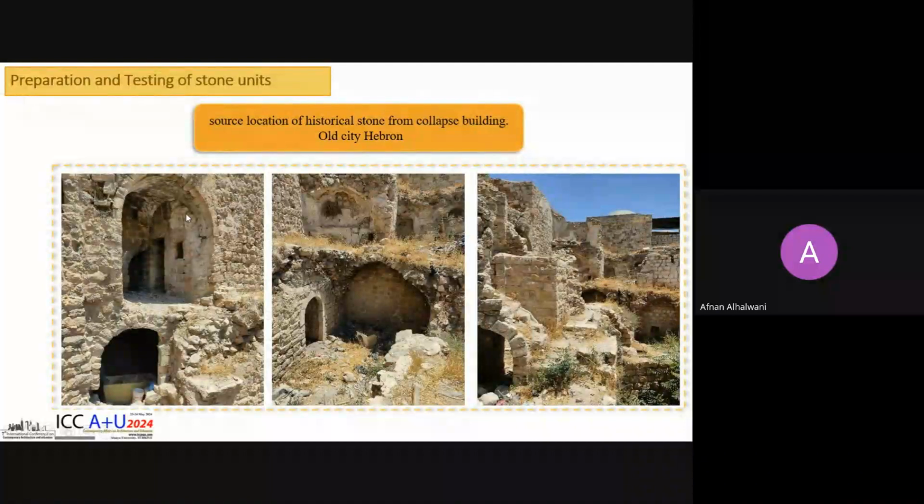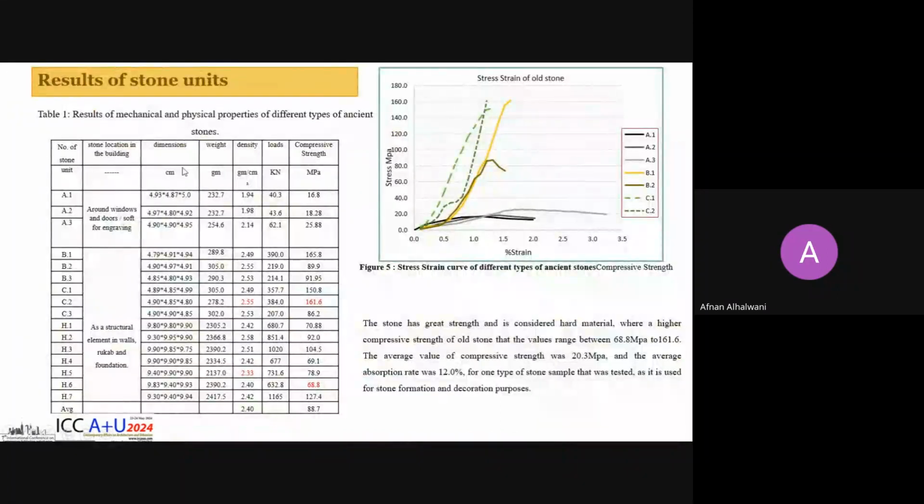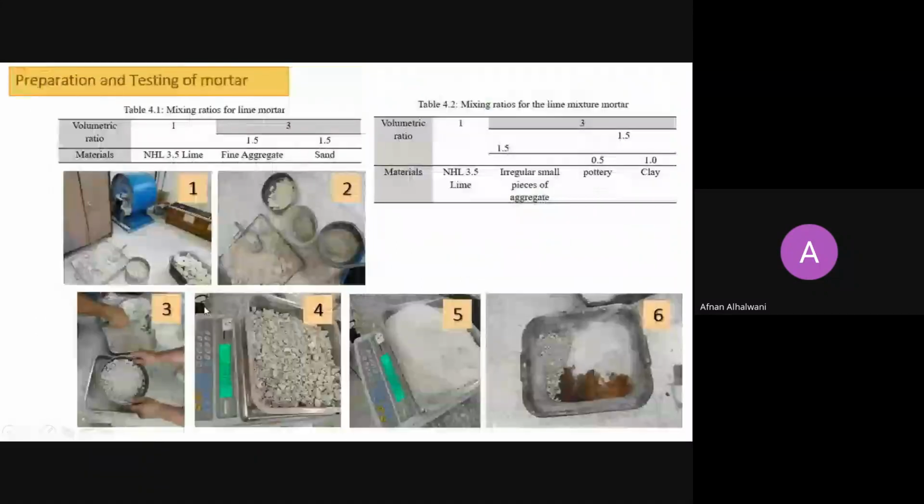This picture shows the source location of historical stone from a collapsed building in the Old City of Hebron. And this picture shows the stage of preparing the historical stone, cut into suitable pieces by CNC for experiments and to determine mechanical properties. The result for stone units: the compressive strength of old stone ranges between 68.8 and 161.6 megapascal.